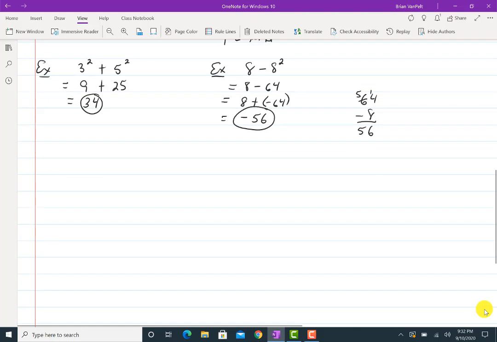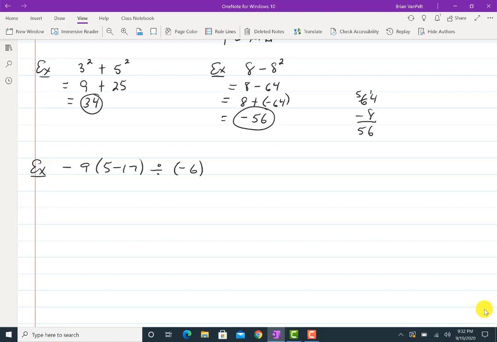Now we'll move on to some other order of operations types of problems. And the rest of the examples that I do, they're all just going to be examples of different kinds of complications that may arise. So let's start.